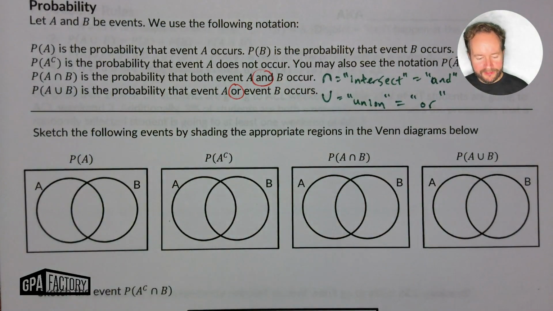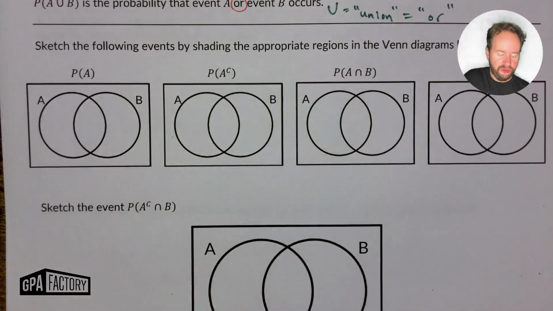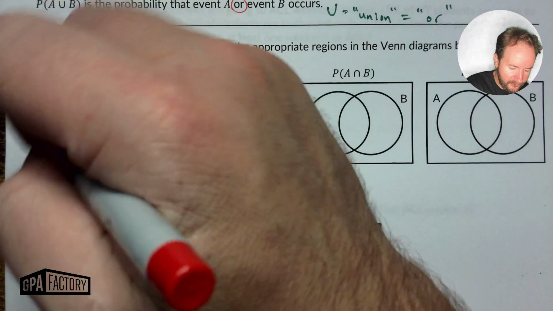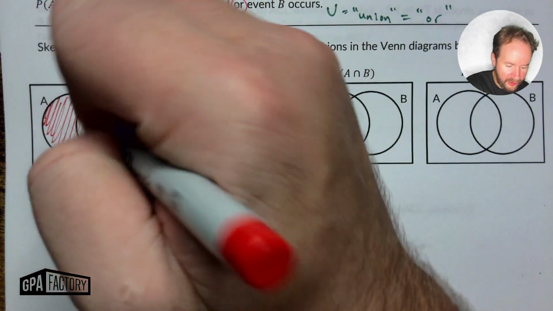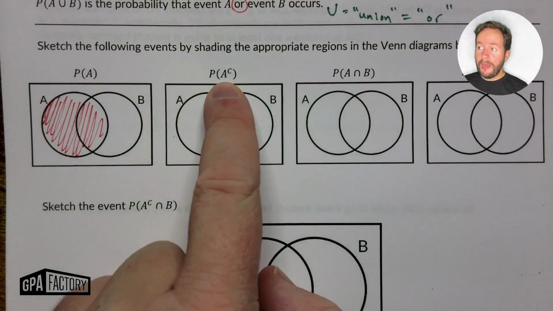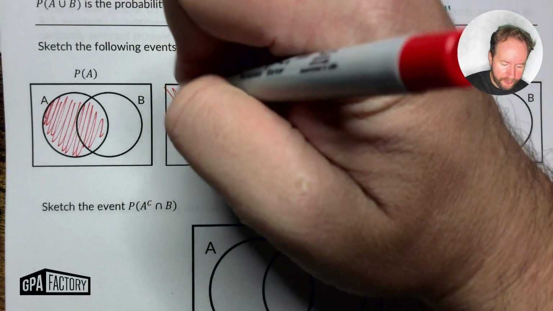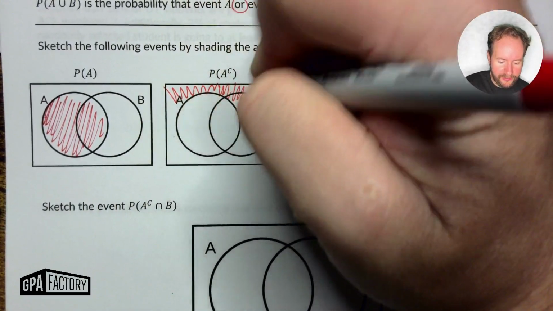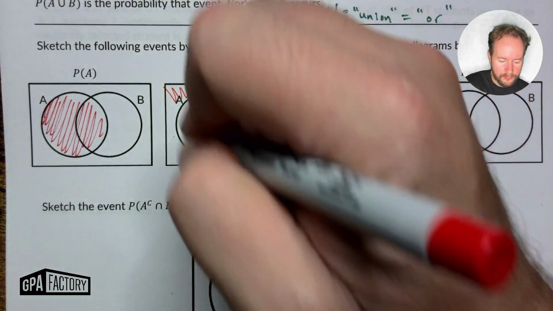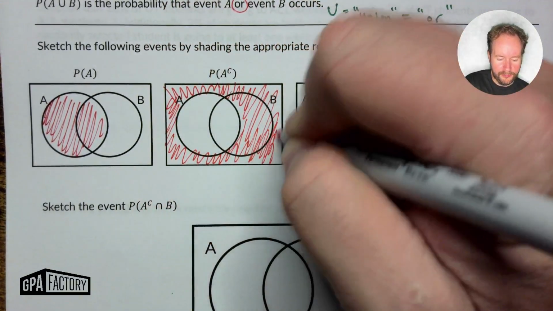Okay, let's sketch the events by shading the appropriate regions below. So P of A is shading the entire A bubble. There's P of A. Just shade that bubble. Don't be perfect. Don't feel the need to fill the entire thing. A complement is everything outside of the A bubble. I'm not going to try and get everything, but everything outside of A, and that's what that looks like.